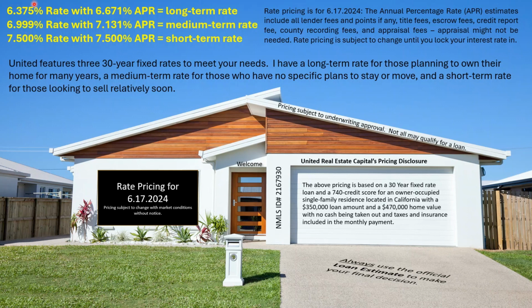This 6.375, this is going to be something for long term. Let's say you plan on living in the house for 10 years or more, something like that. You want to go with something like this because it's going to save you the most money long term. Literally could save you tens of thousands of dollars in interest long term going with this one.